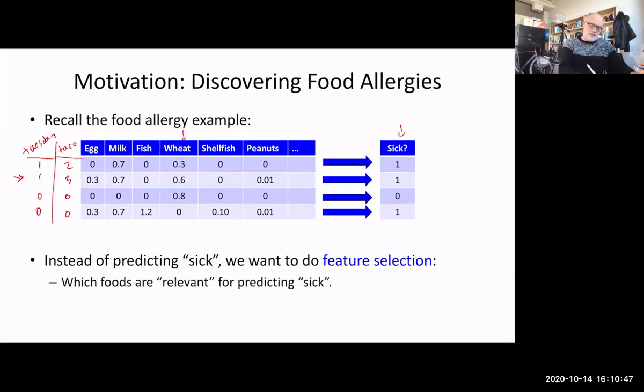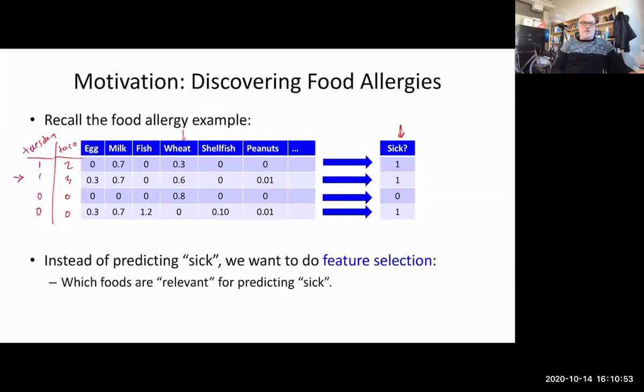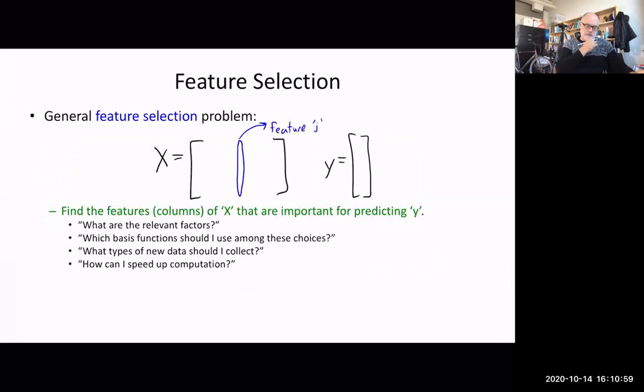Instead of actually solving the prediction task, we want to figure out which features are relevant for doing this, right? In this particular case, which foods are relevant for predicting sick. And this is really the same thing as model selection, but feature selection, model selection, same thing in my estimation. But we're going to talk about it in terms of feature selection.